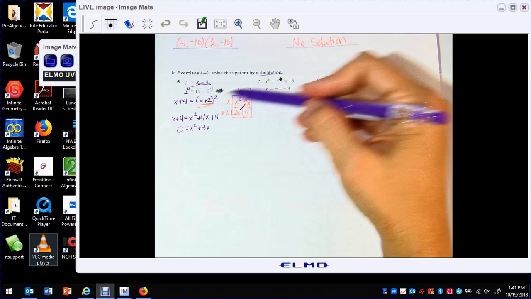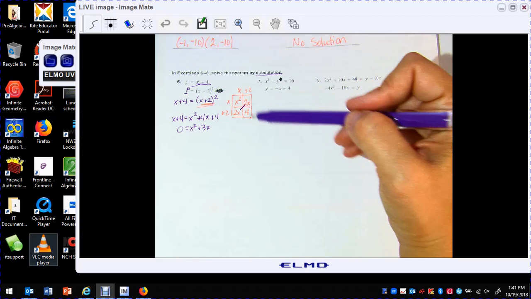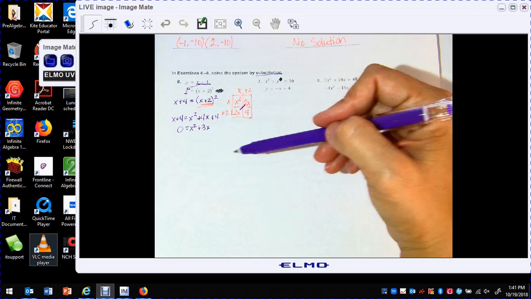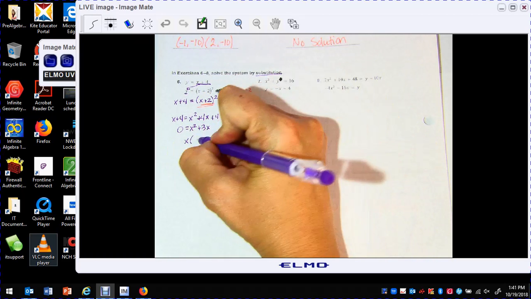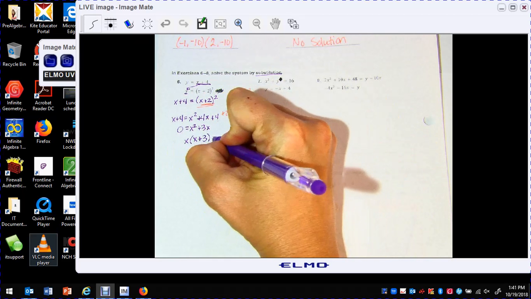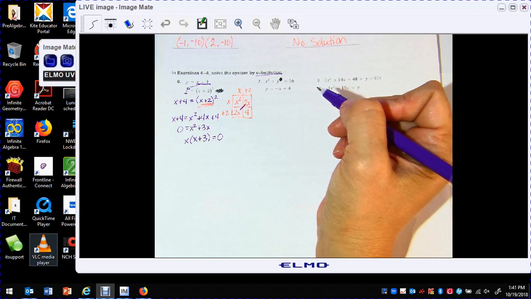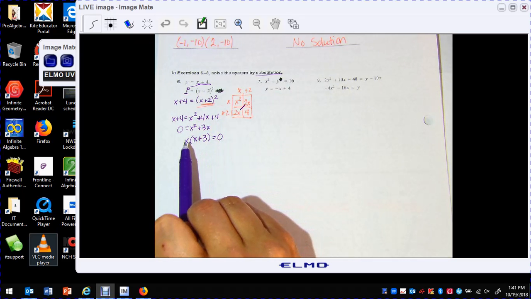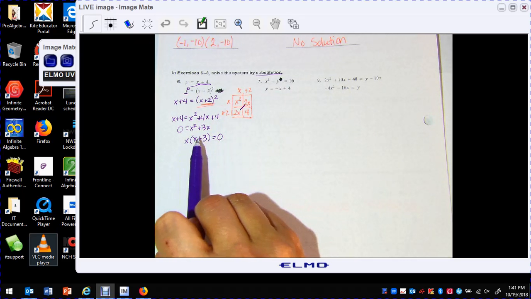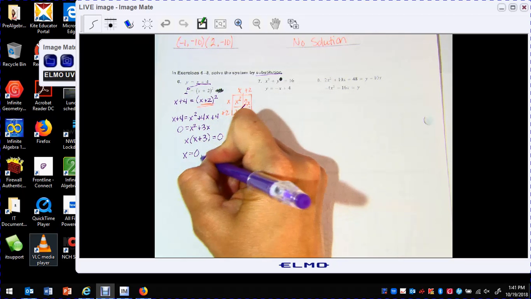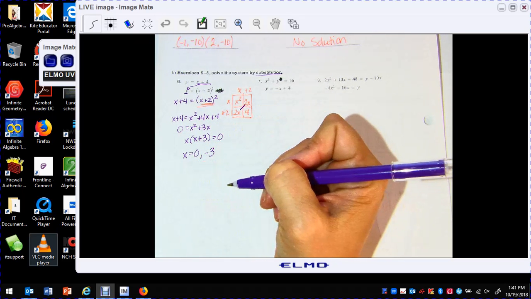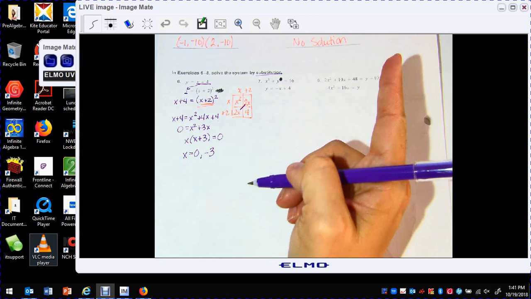So I could use the box. I'd have first term of x squared, last term is 0, and then solve. But I can take an x out of both of those terms. And then I have an x plus 3. Now this still equals 0. So to find my options for x, I know either this equals 0 or this equals 0. So that means x is going to equal 0 and negative 3. Now that's just x. I am not done solving this system.